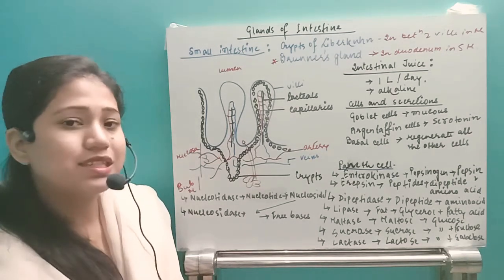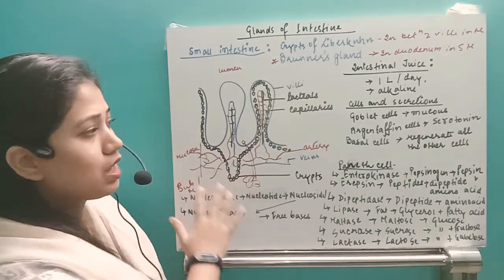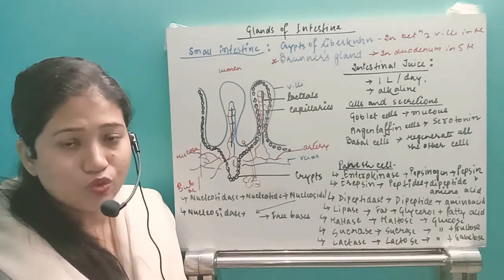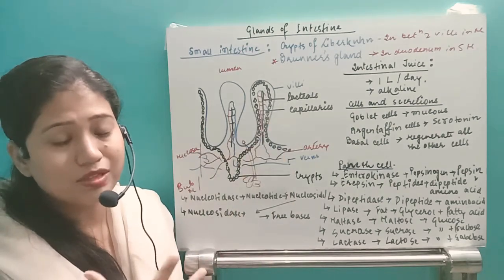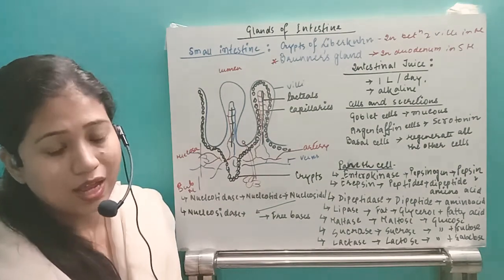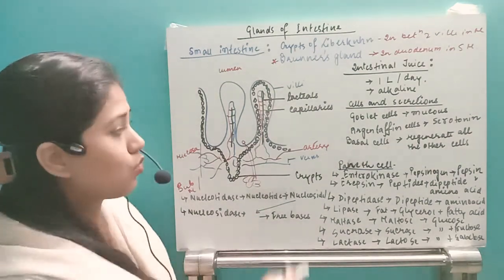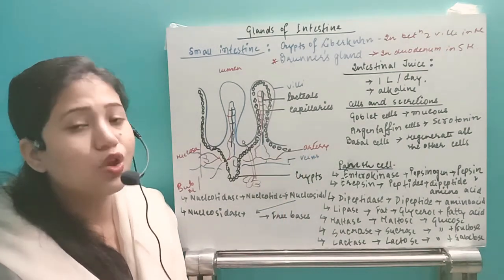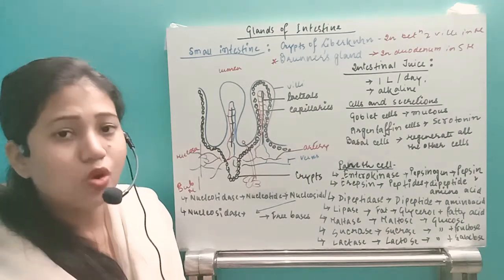So let's just see this small intestine. First of all, you can see this is the structure. In the small intestine, we have the innermost region, that is the mucosa. That mucosa has finger-like projections, and those finger-like projections are called the villi. Inside the villi, we have the lymphatic vessels, called the lacteals. Remember, they are called the lacteals, which will absorb the food.